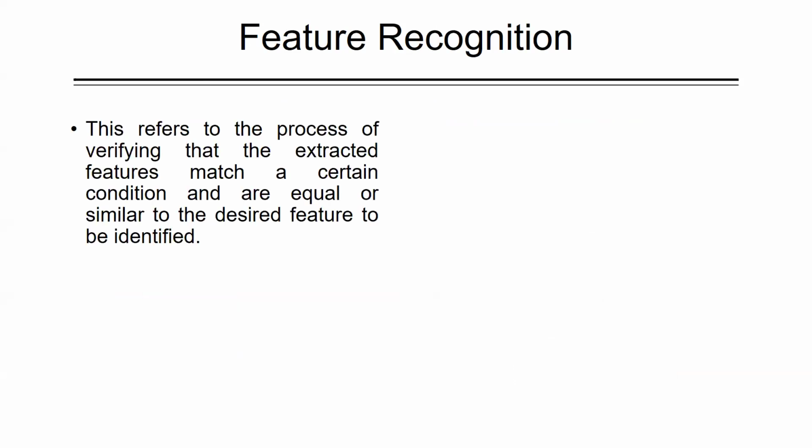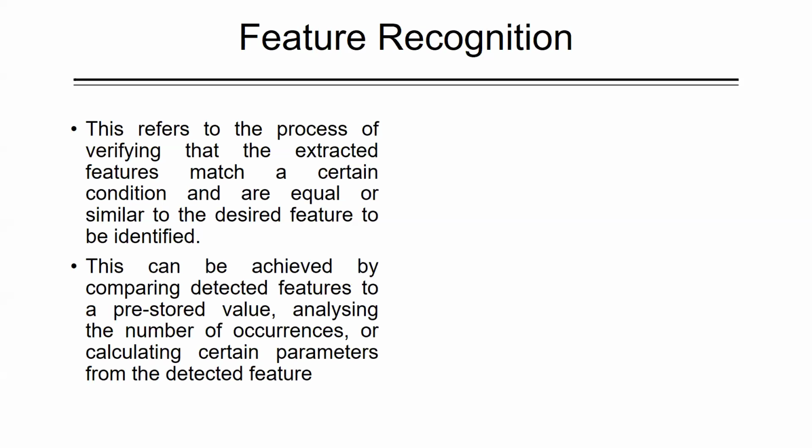The final step of the pipeline is feature recognition. When you extract these features, you need to understand what these features mean. So you are verifying that the extracted features match a certain condition, or they are equal to a similar feature that you have and you are matching. This feature recognition stage helps you identify whether it's a picture of a table, a ball, a chair, and so on. You need to match these features to identify what they mean. And this recognition can be achieved by comparing the features you've extracted to a pre-stored value or something you've saved previously, and calculating certain parameters or variables.